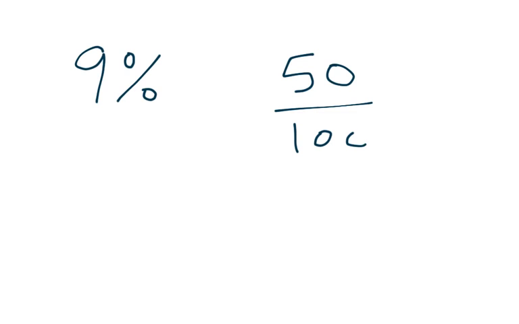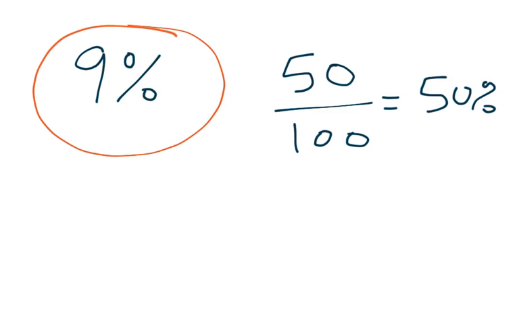In our second problem, they ask us to solve 9% and convert that into a fraction. Well, that shouldn't be too difficult. Remember that anytime we have a percent, percents are always out of 100. So 50 over 100 would be equal to 50%. Just be super careful on this problem because that's 9%, not 90%. Let's look at the next problem.